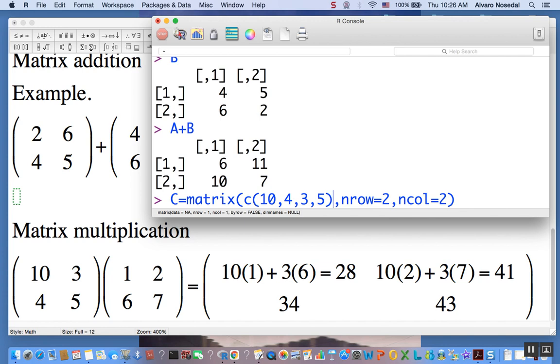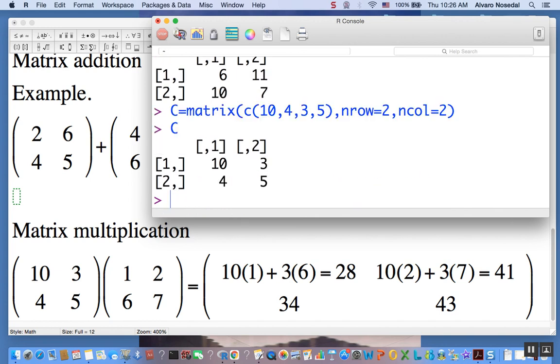So again, remember that R reads vectors as column vectors, and we want the first matrix to be 10, 4, and then 3, 5. So I think that's what we want. 2 rows, 2 columns. Let me type the name of that matrix that I just created, and yeah, it is the one that I want. Now we want another one, matrix V.